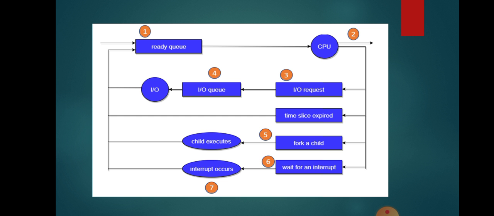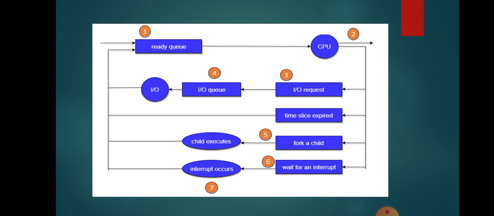Next, there is time slice expired. Suppose we are assigning a certain time to each process, for example P1 is executing for 2 milliseconds. If that time expires, it means the process still has to complete its execution, but because of the time out, we have stopped the current execution of that process. So again those processes are placed in the ready queue.